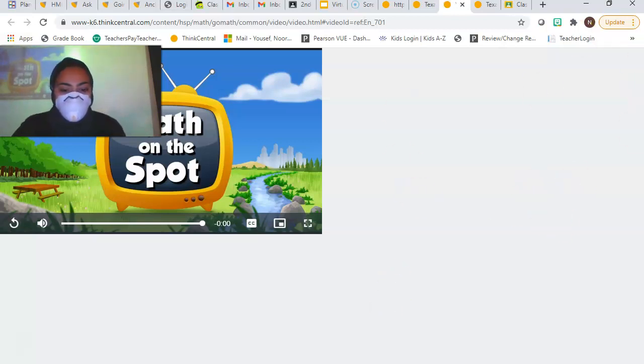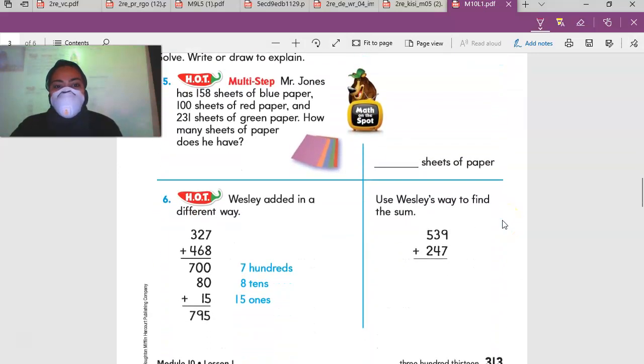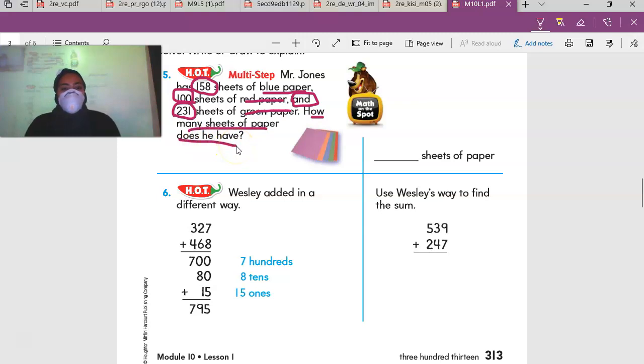Moving on to our lesson. Let's see if we can solve this one too. Mr. Jones has 158 sheets of blue paper, 100 sheets of red paper, and 231 sheets of green paper. How many sheets of paper does he have?